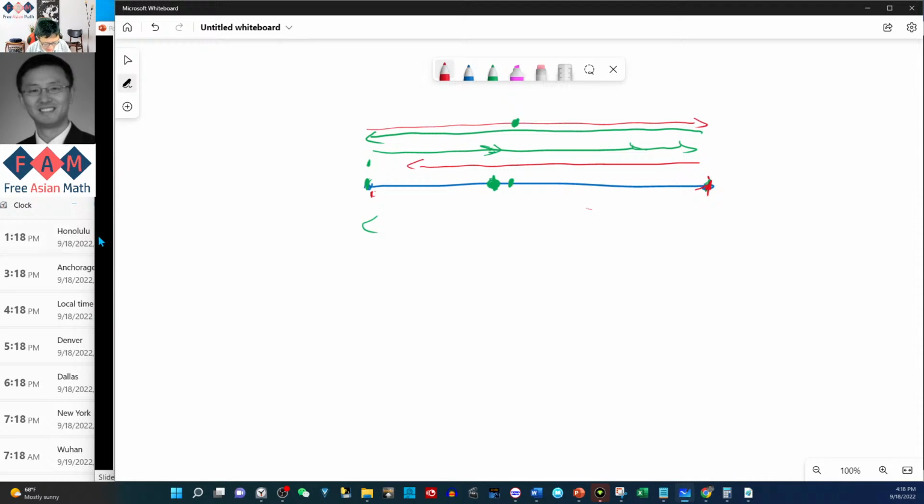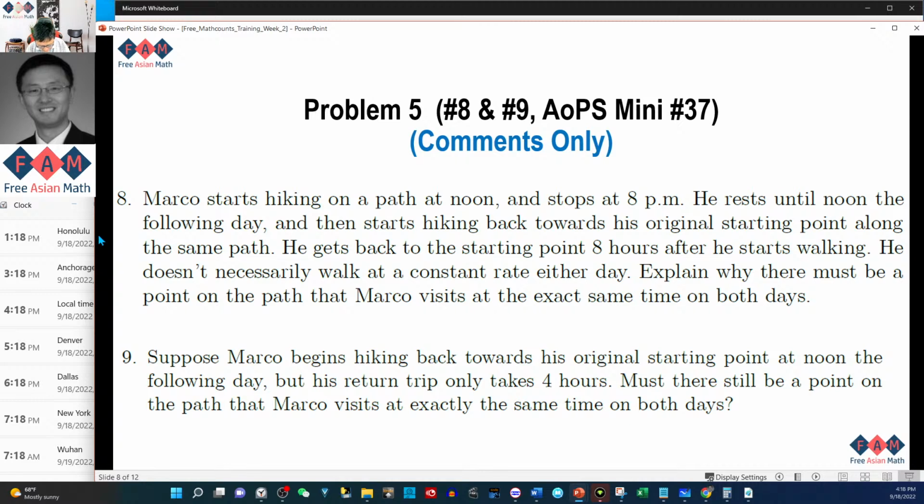Okay, so that really explains why in this case there's still a point on that path where Marco visited at the exact same time on both days. Later, you can take a look at the official solution. It just describes this idea in a slightly different visual way. The standard answer will draw a diagram with a coordinate system, but with a different setup. Essentially, it's the same thing as we just talked about. So take a look at the solution later.